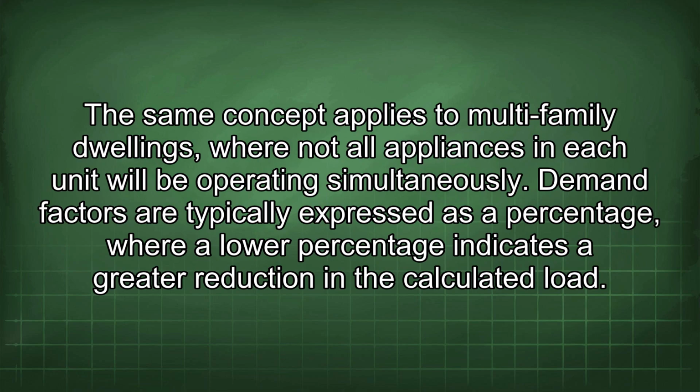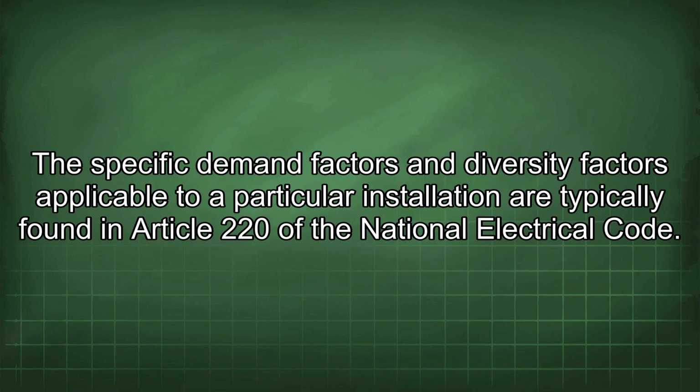The same concept applies to multi-family dwellings, where not all appliances in each unit will be operating simultaneously. Demand factors are typically expressed as a percentage, where a lower percentage indicates a greater reduction in the calculated load. The specific demand factors and diversity factors applicable to a particular installation are typically found in Article 220 of the National Electrical Code.